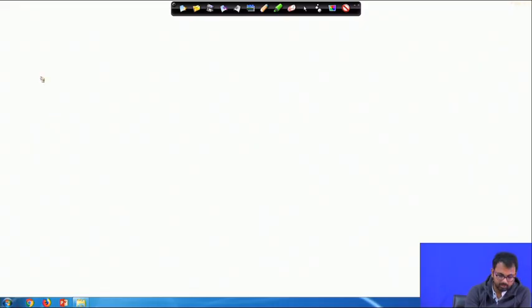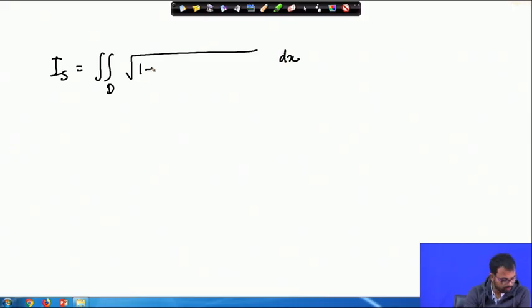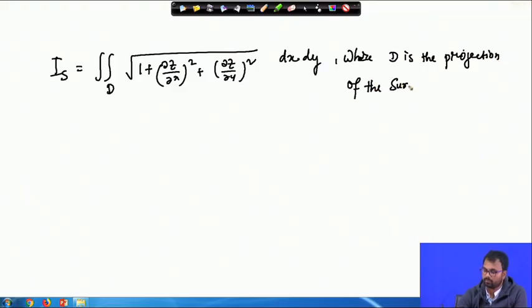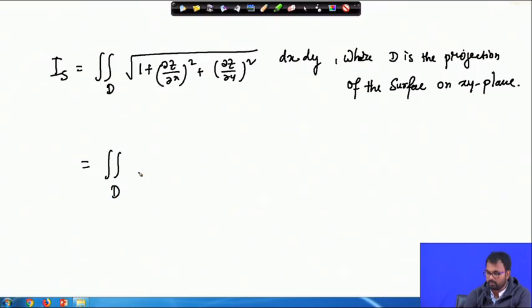So if we do all those calculations, then we will obtain the surface integral, which I am going to write as I_S equals the integral over the domain D of the square root of 1 plus (del z del x) squared plus (del z del y) squared dx dy. It's a formula basically, where D is the projection of the surface on the xy plane, right? And if I do the projection on, let's say, the zx plane, then in that case this will be del z del x.